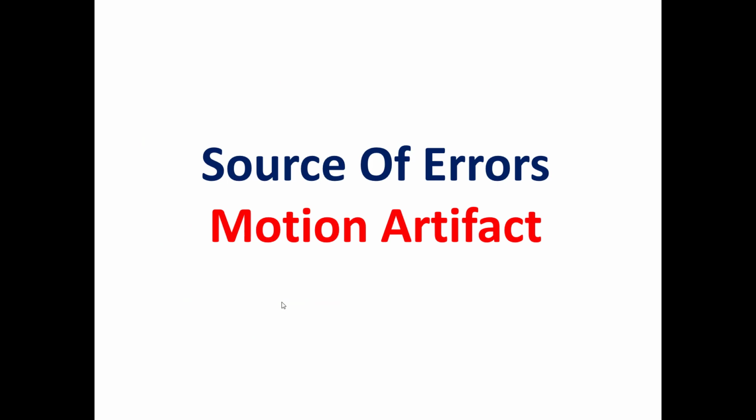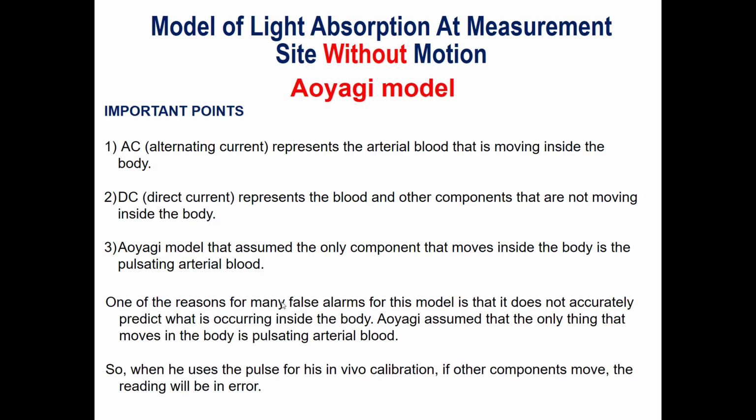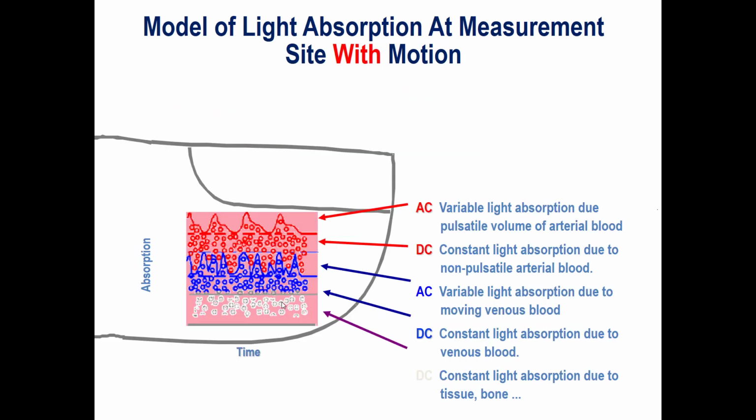So we'll start now with the source of error, which is the motion artifact. As we said, in case of motion, we will have another AC signal which was not taken into account in the previous model, which is the case where we don't have motion. In case we have motion, we will have another AC signal, but now on the venous side, not on the arterial side.